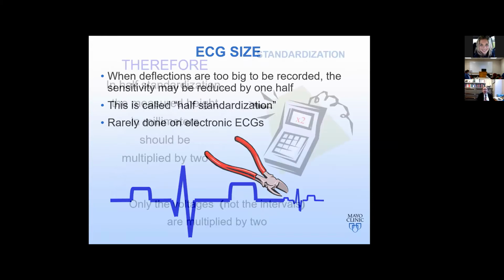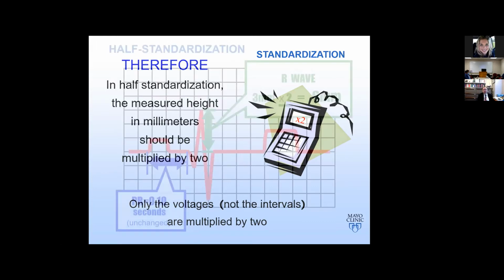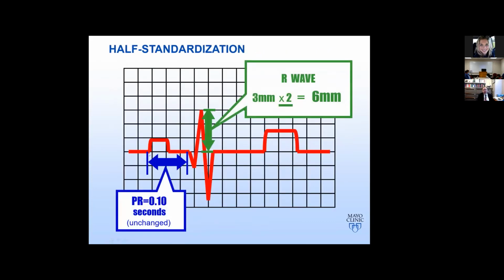If you run an ECG at half standard, anything that you measure, you'll have to multiply by 2. And realize that only the voltages and not the intervals are affected by the standardization. So for example, if this is run at half standard, anything you measure time-wise is going to be exactly the same. However, if you measure the height of this R wave here, instead of it being 3 millimeters, it will be 6 millimeters. As we've gone to more electronic ECGs, this has become less of an issue, but if you get printed out copies, your technician will sometimes change the standardization.